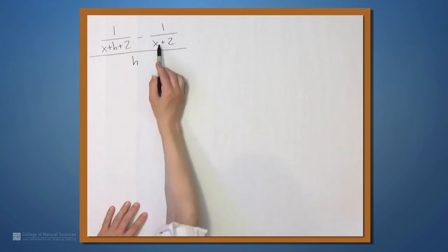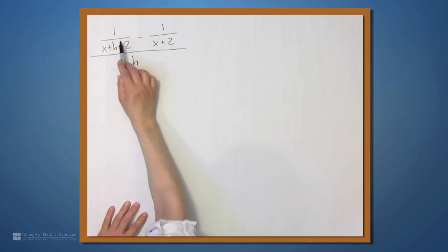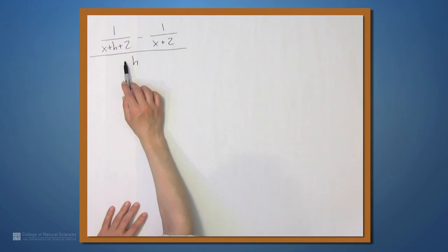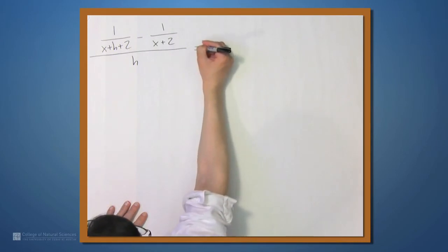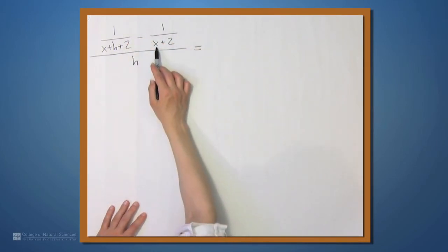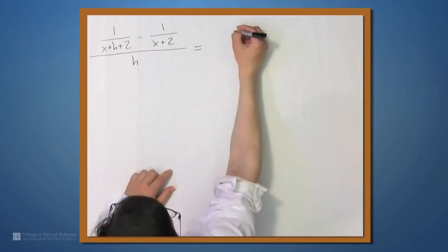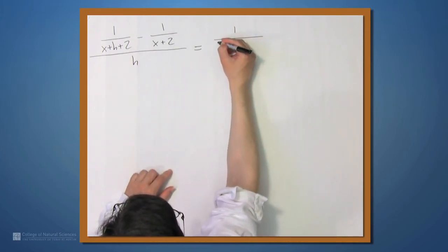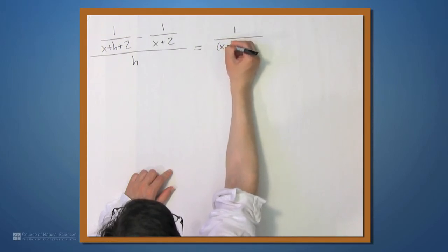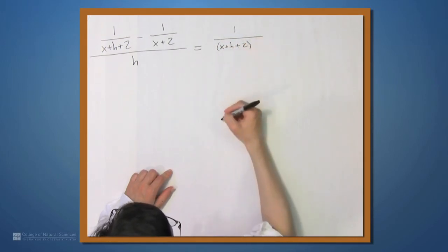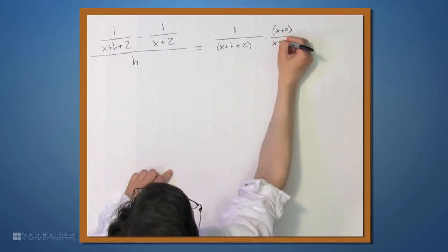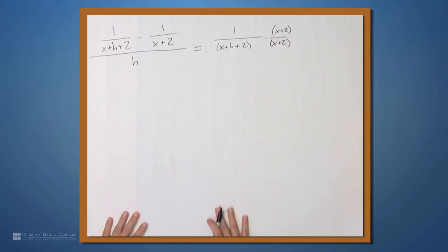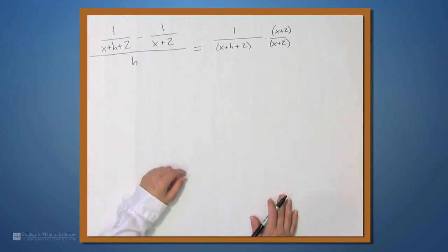The first step here is to find a common denominator for these two expressions in the numerator. And the common denominator in this case is just going to be the product of the two denominators. So the first term we need to multiply by x plus 2 over x plus 2. So we get 1 over the quantity x plus h plus 2 times x plus 2 over x plus 2. I guess we don't really need the parentheses, but sometimes in these cases where we have a lot going on, it helps to clarify things.